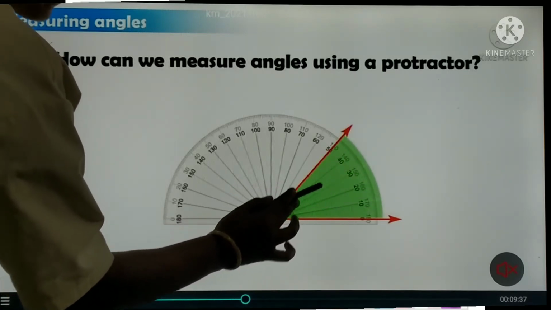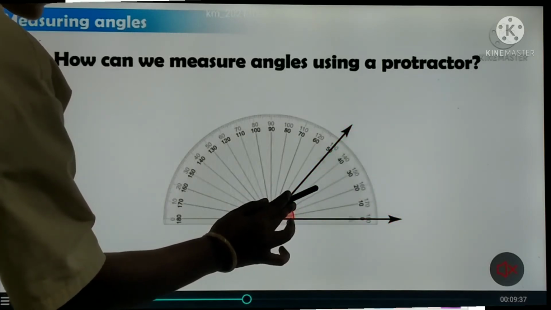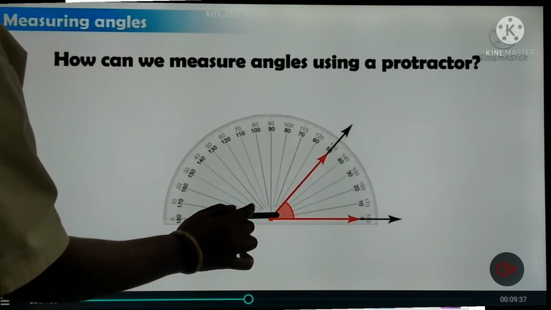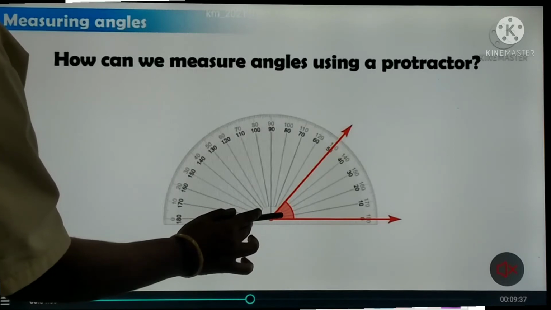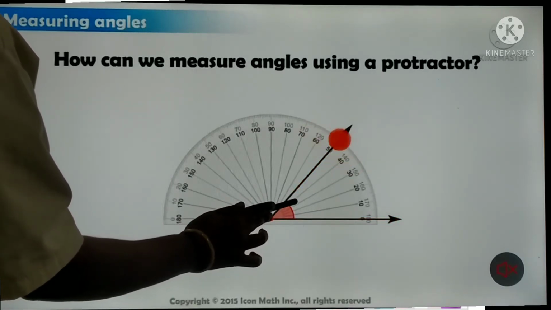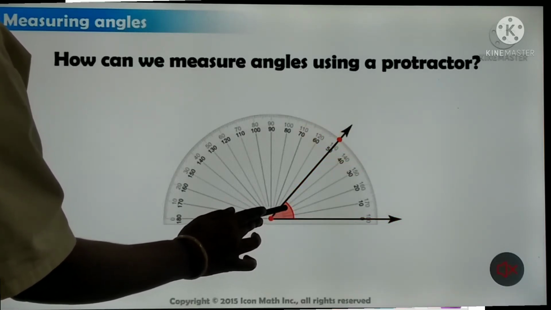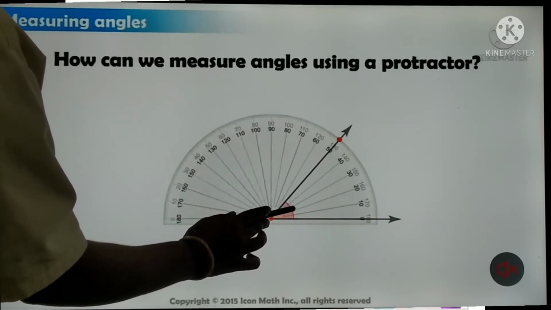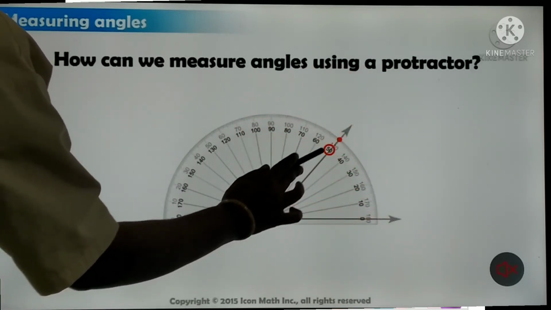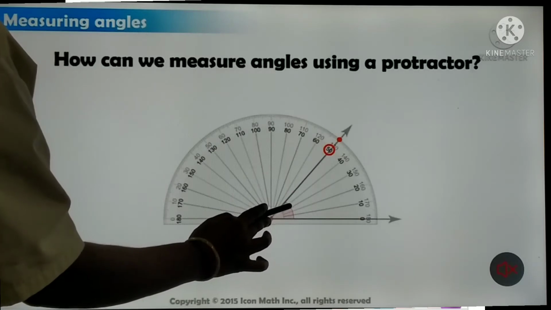It is 50 degree. So the measure of angle it is 50 degree.